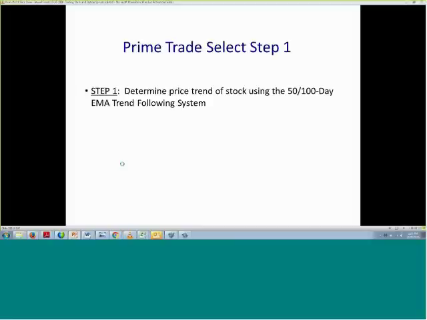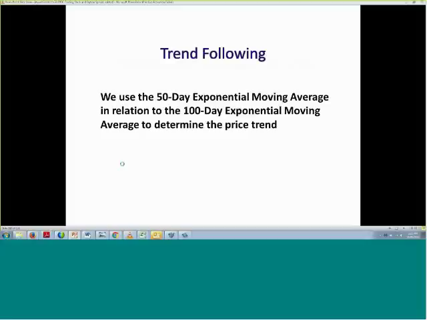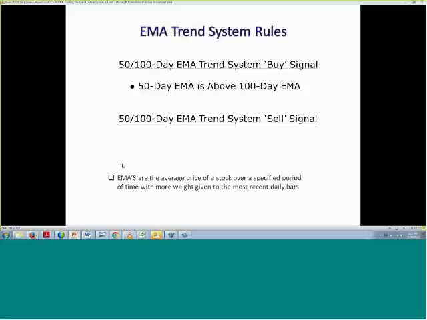So the first step is we want to determine the price trend of the stock using the 50 and 100-day EMA. And if the 50-day EMA of the stock is above the 100-day EMA, then that stock is on a buy signal, and we want to buy call options.